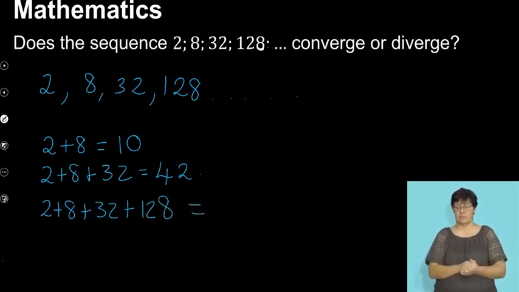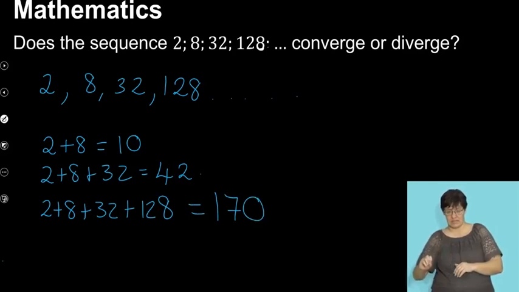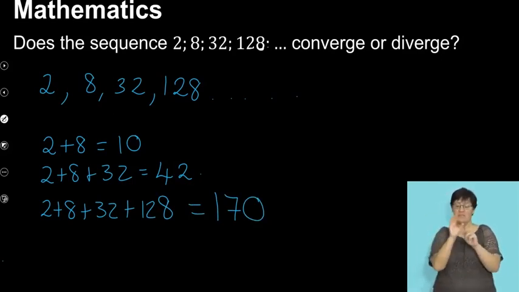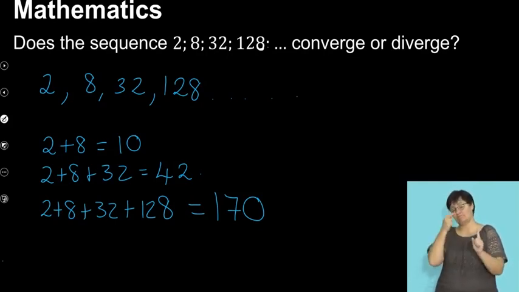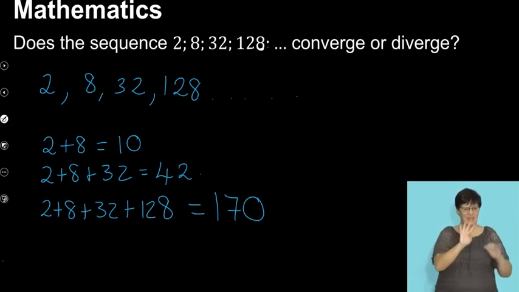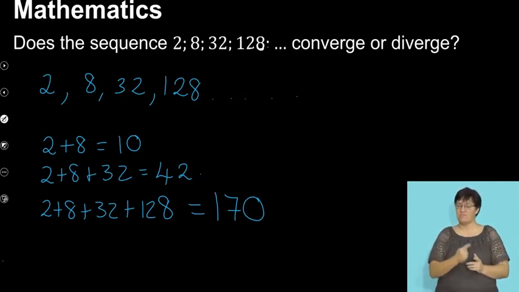I'm going to get 170. So I'm sure that everyone agrees with me that these numbers are not getting closer and closer to a specific number. 10, 42, and 170 are not getting closer to a specific number. So because the terms are not getting closer to 0, and because their sums are not heading towards a specific number, I can actually say that this sequence diverges.